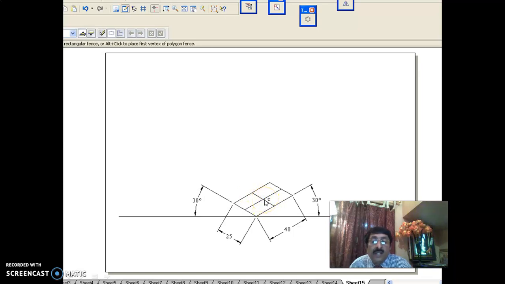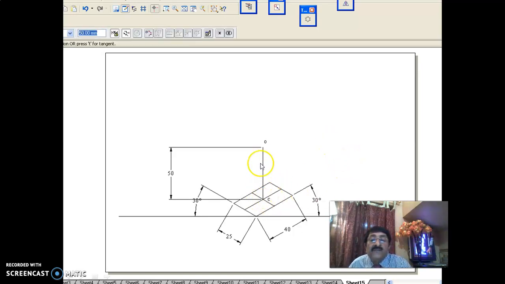Get the center C. Now as you know very well, in pyramids and all that, slant edges will be non-isometric. That is why you can't draw slant edges here in isometric. Instead, I can draw the axis. The axis will be isometric because it will be parallel to the vertical edges. The height of this pyramid is 50, you take 50 here.